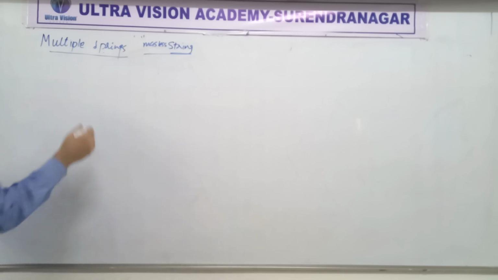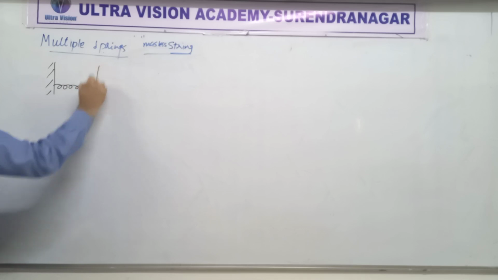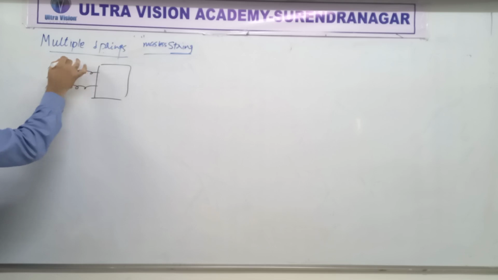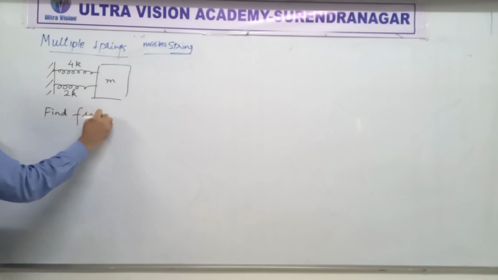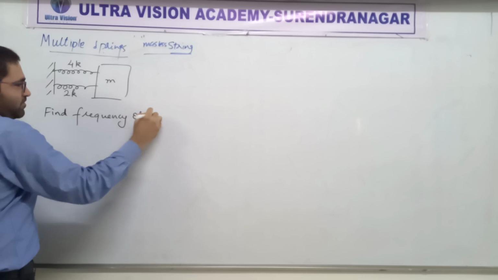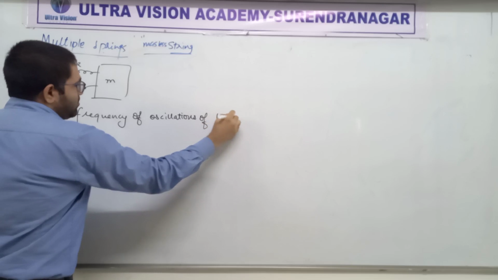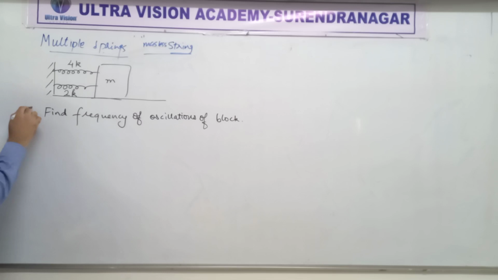So suppose you would have two springs with spring constant 4k and 2k, right? And this block has mass m, right? Can you find the frequency of oscillation of the block, given that there is a smooth floor? Okay, so this is the first one.